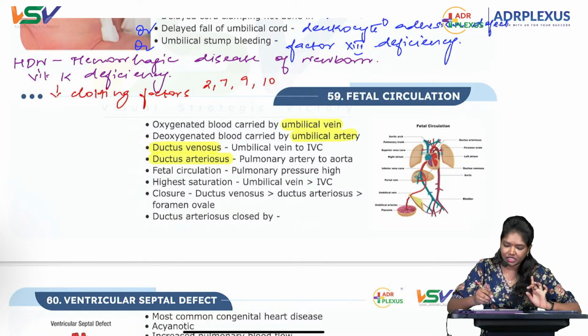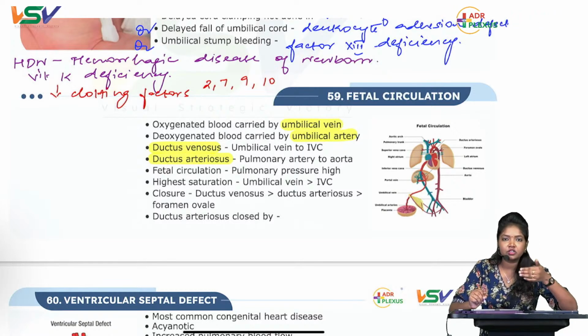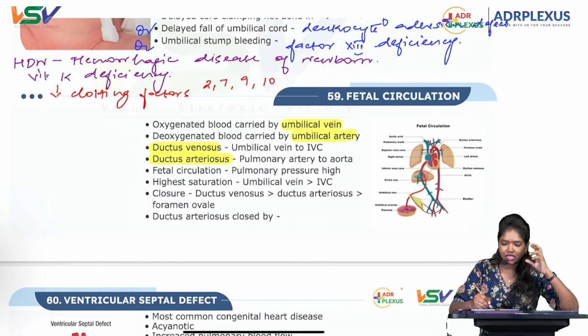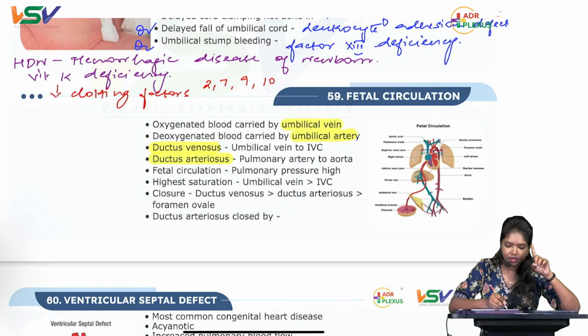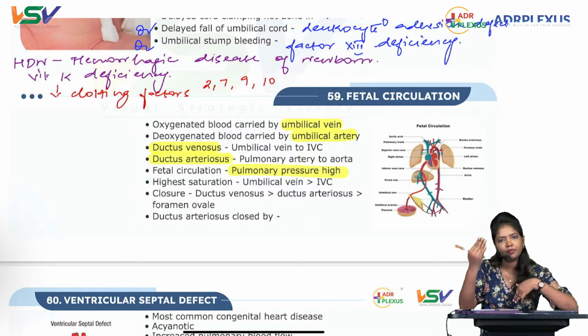Okay. So ductus venosus, where is it present? A duct between two veins. What are the two veins? Umbilical vein and IVC. Ductus arteriosus is a duct between two arteries. What are they? Pulmonary artery and aorta. And in fetal circulation, a very important key point you have to remember is pulmonary pressure is high, whereas in adult circulation after birth, your systemic pressure will be high.